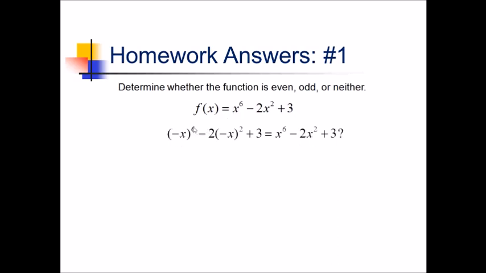Negative x to the sixth is just x to the sixth. Negative x squared is just x squared, so this is minus 2x squared. And finally, we have plus 3. We notice that that comes out exactly the same as the original, so this is an even function.